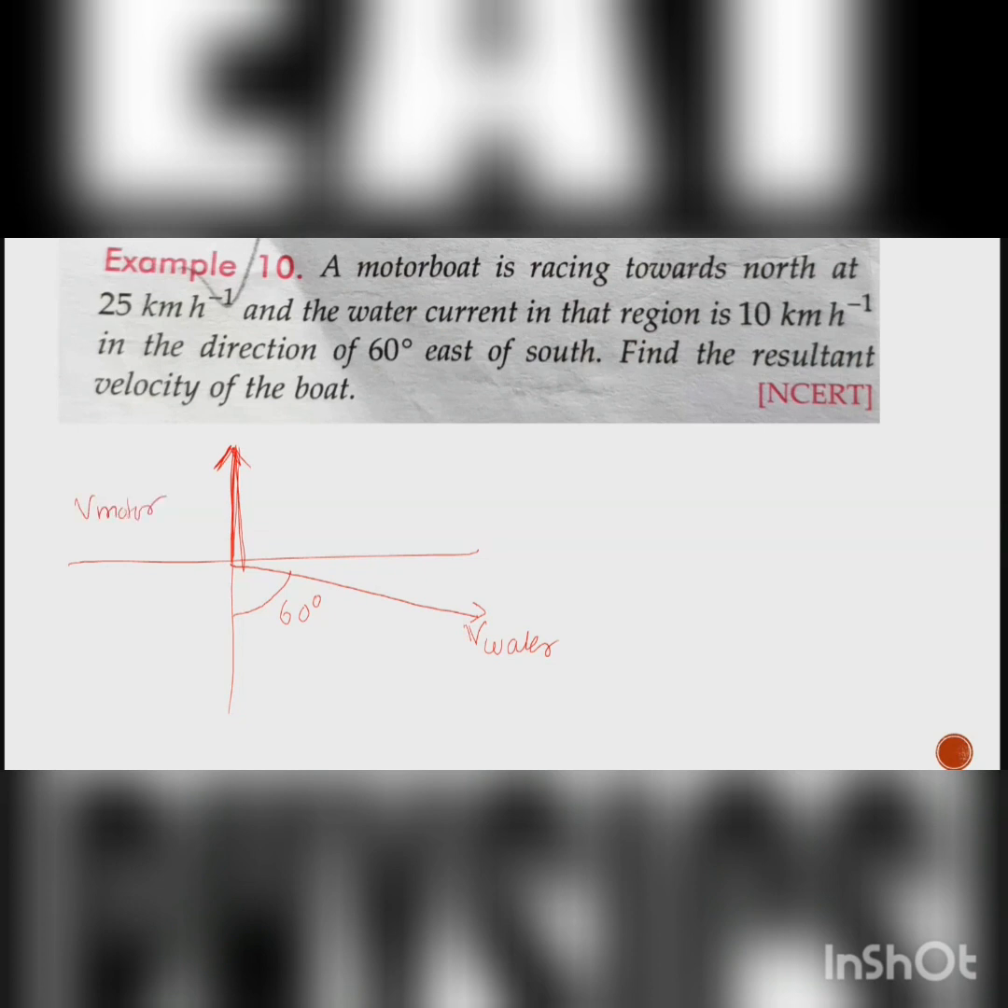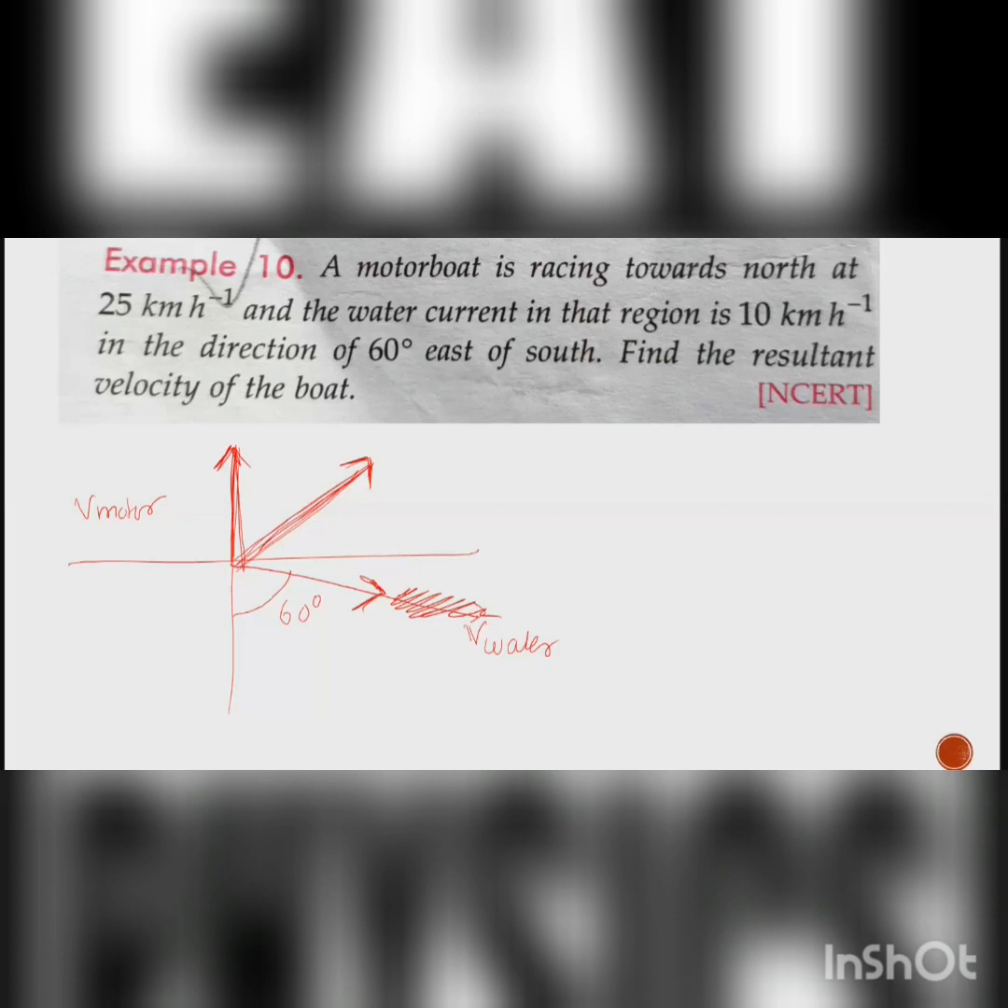What are they asking? Find the resultant velocity of the boat. The boat is trying to go straight, but water is flowing at an angle as shown. So obviously the net effect would be, water की velocity के कारण, it won't be able to go straight. So where would it go? Somewhere here. Let's not make it so lengthy. You have to find out this vector. In these kinds of situations, it makes much more sense to just go with the mathematical expression.